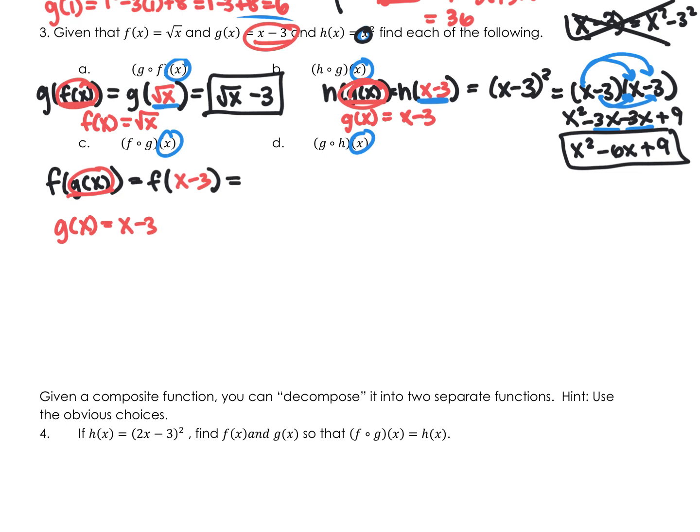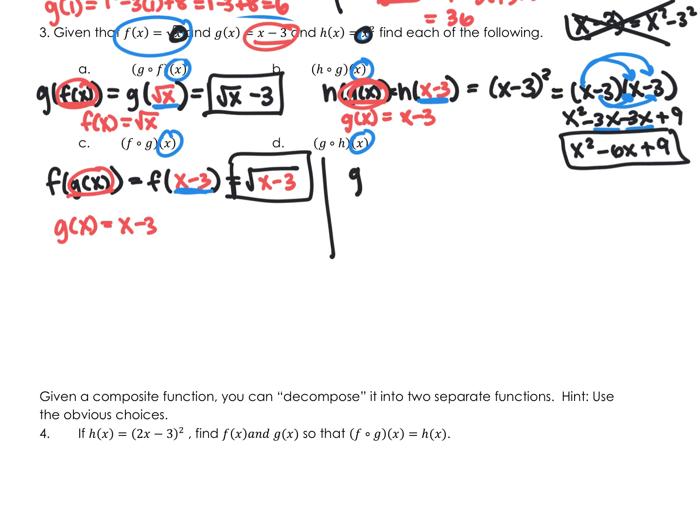And to find f of x minus 3, we're going to take our f equation, and wherever there's an x, we're going to put x minus 3 in there. So we'll have the square root, and all of this x minus 3 needs to go underneath the square root. And that's your final answer there because you can't simplify that.